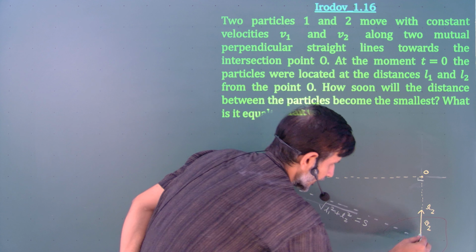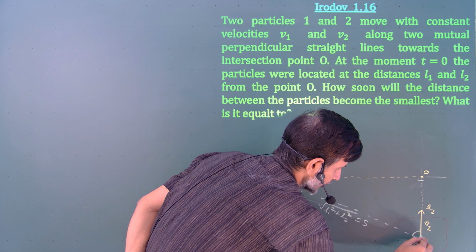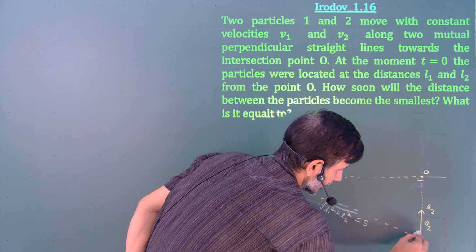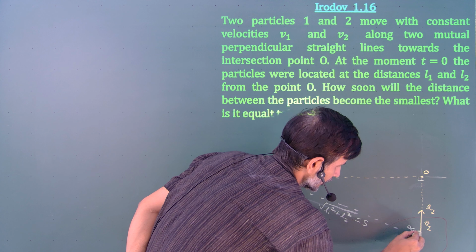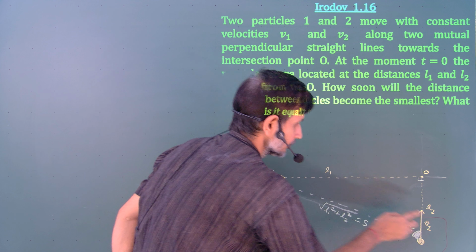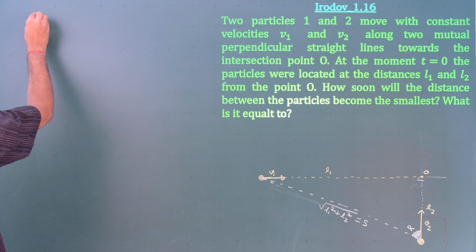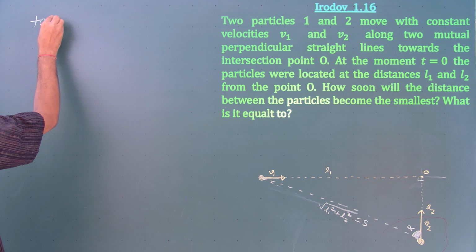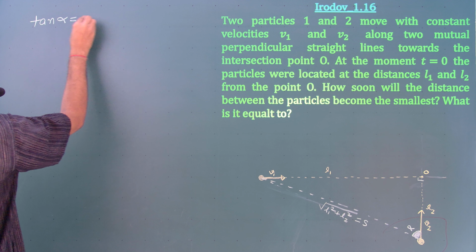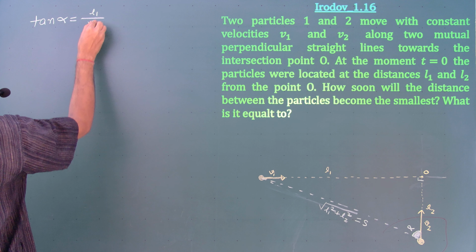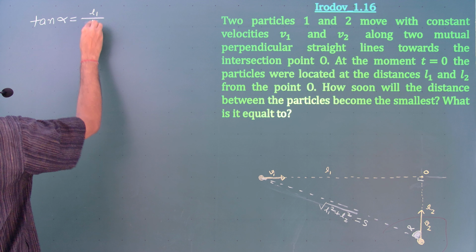Can I find this angle? Yes, we can find this angle. I call it alpha. This angle is alpha, so tan alpha equal to L1 by L2. So I got a number: tan alpha equal to L1 by L2.